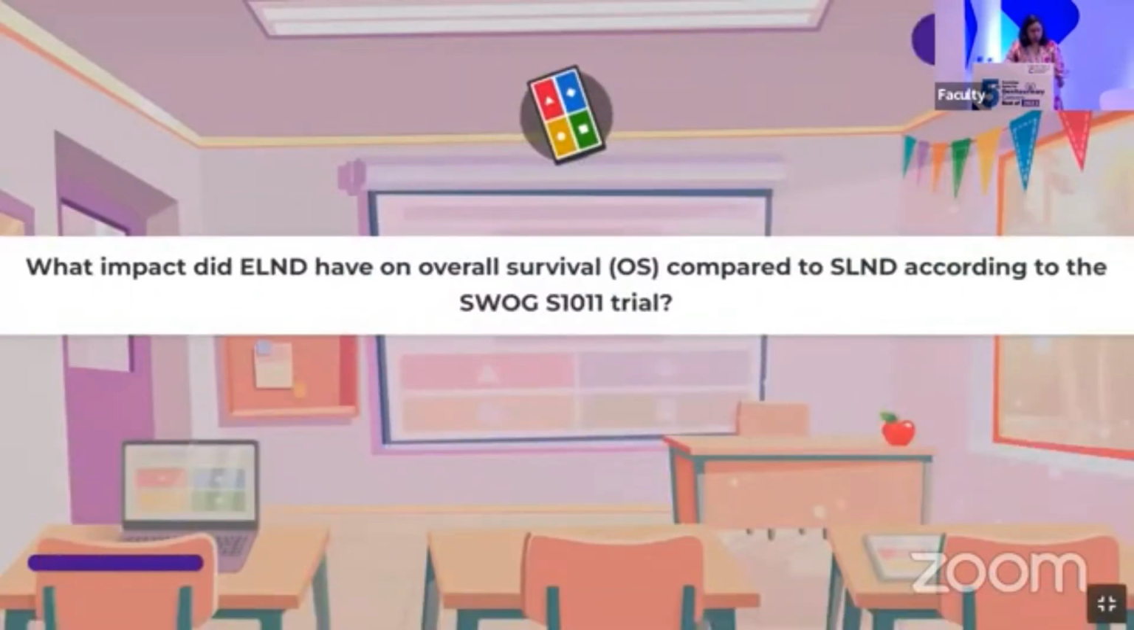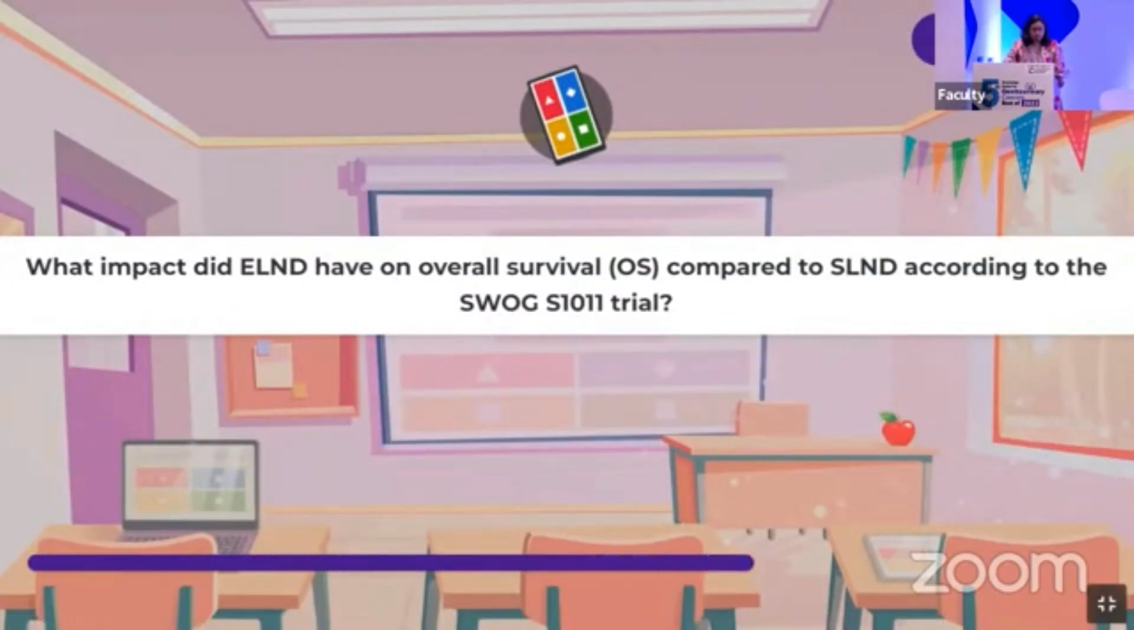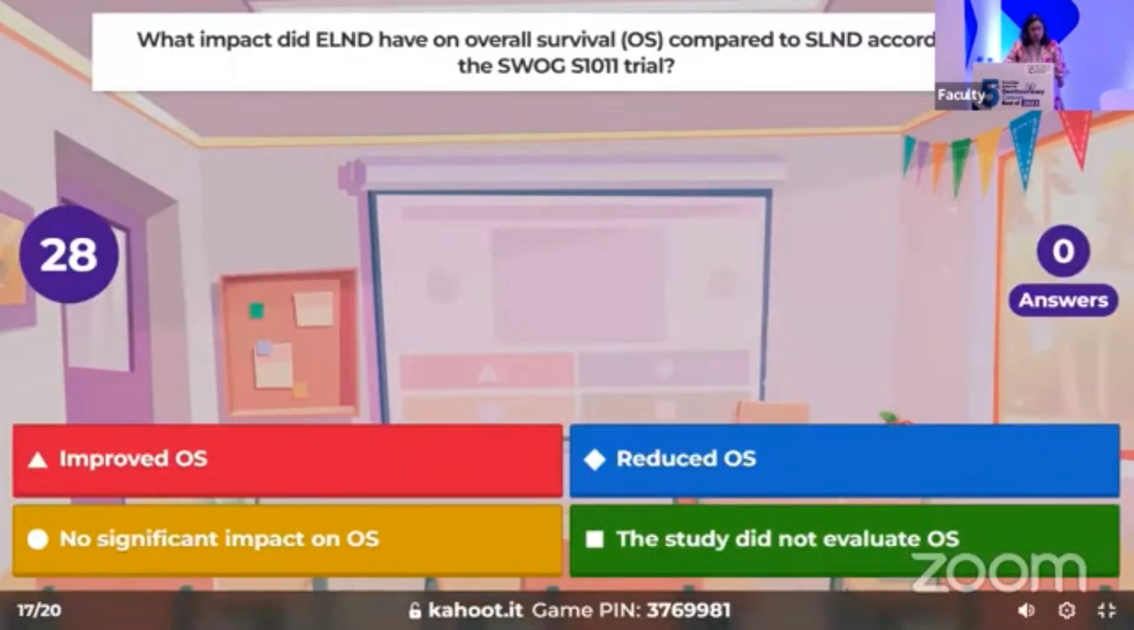Question number 17. So ELND, what impact did it have on the overall survival compared to SLND according to the SWOG S1011 trial? So 4 options. 1 is it improved OS. Second, reduced OS. Third, did not impact the overall survival, or the last option is the study did not look at OS between the groups.